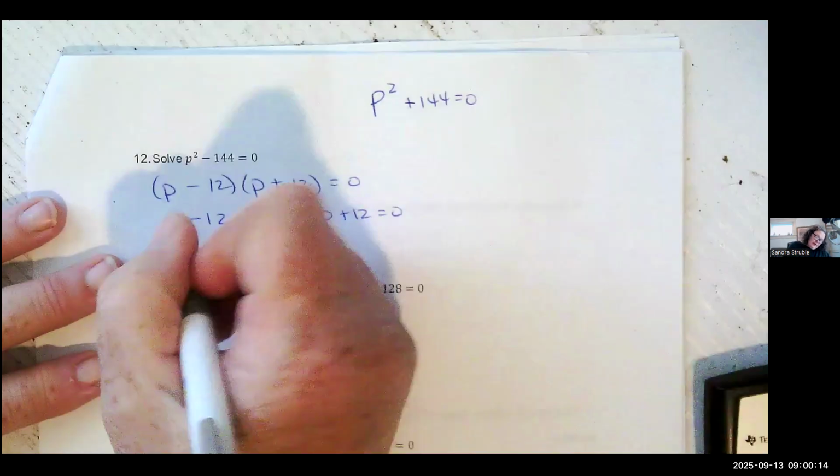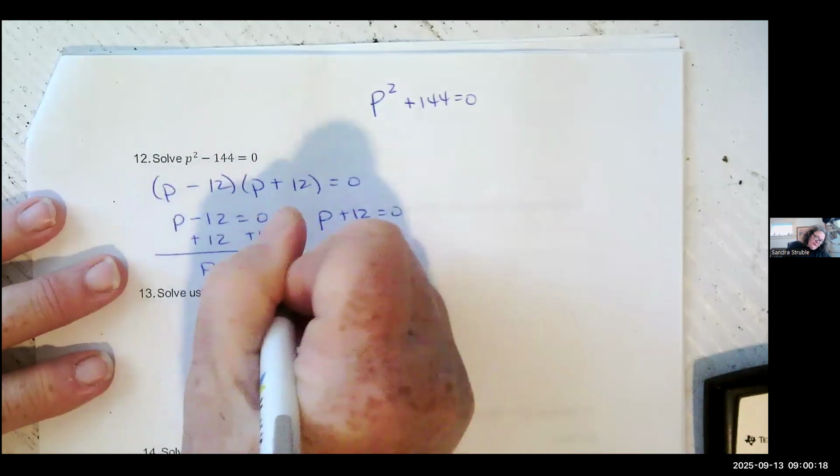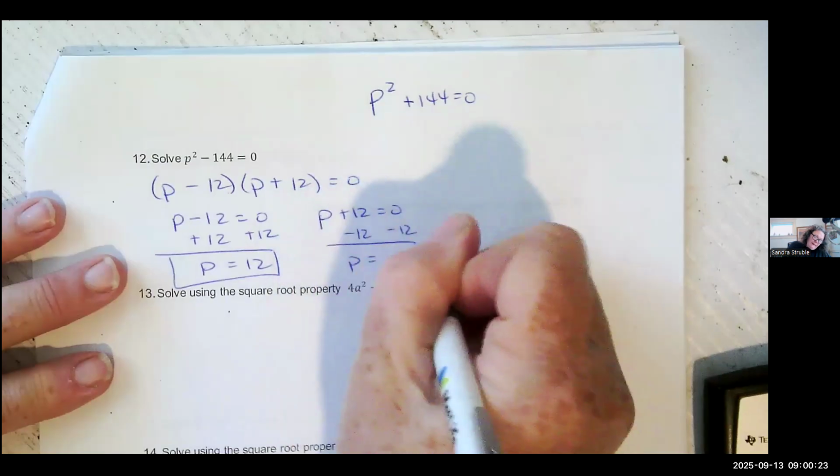It's not pretty. Add 12 to both sides. p is equal to 12. Subtract 12 from both sides. p is equal to -12.